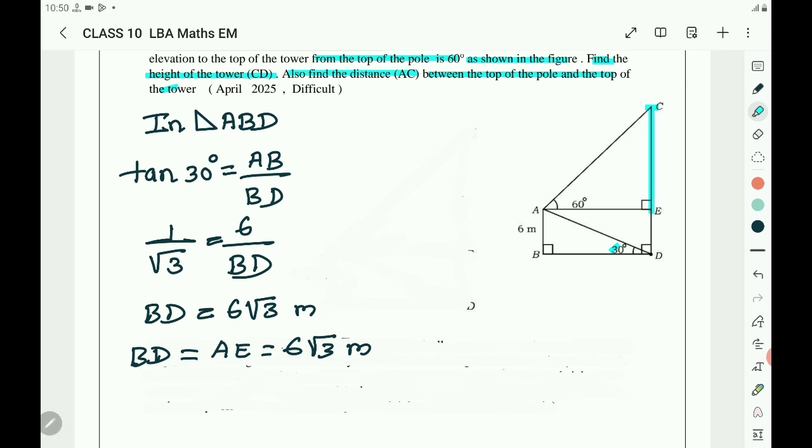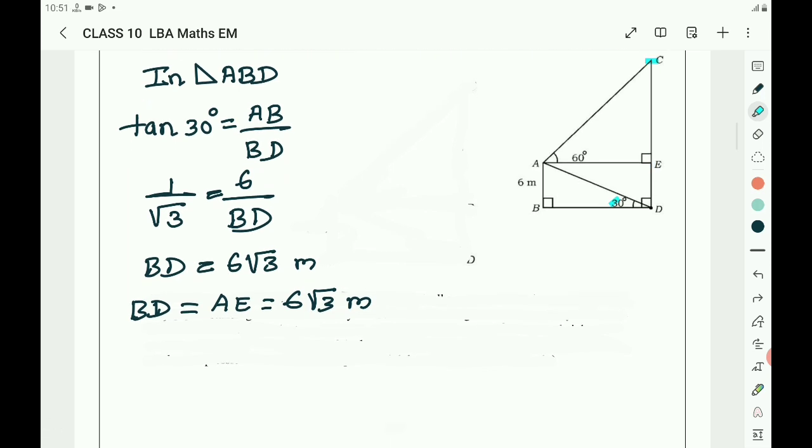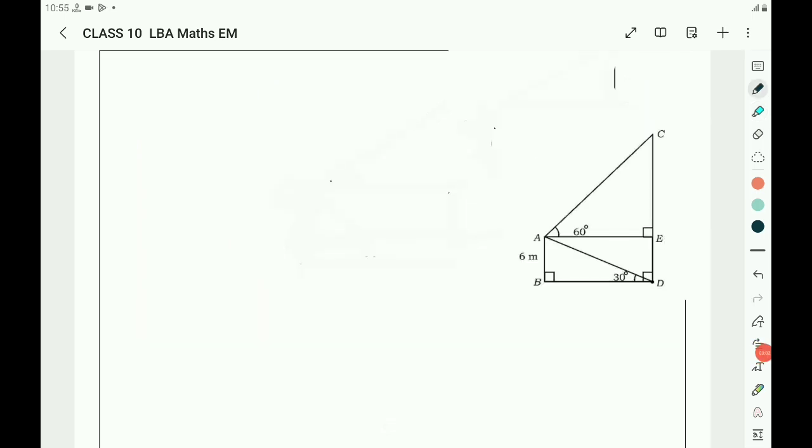So let us find out CE. To find CE, we have to use the tan theta only, because CE is the opposite side and the AE is known, we got it, that is the adjacent side. So write the name of the right angle triangle AEC. Then you write, in the right angle triangle AEC, tan 60 degree equals opposite side CE by adjacent side AE.